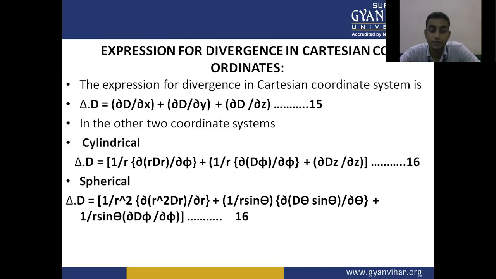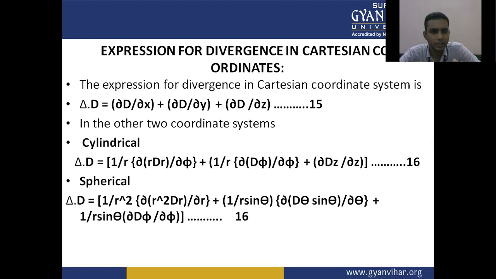The expression for the divergence in the Cartesian coordinate system. So we have the representation of the divergence in the Cartesian as well as the different coordinate systems. First we discuss the Cartesian coordinate system. So del dot D equals del D over del X plus del D over del Y plus del D over del Z.